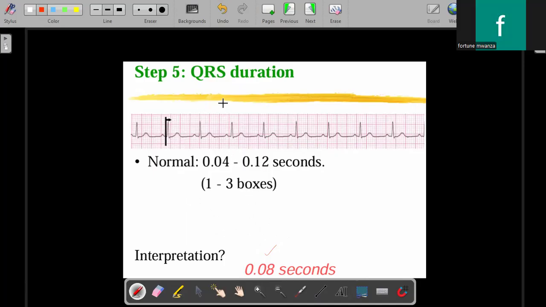So these are the 5 steps you need to undergo to analyze your ECG. You check your heart rate, you check your regularity, you check your P wave, you check your PRI interval, then you check your QRS duration. Those are the 5 steps.